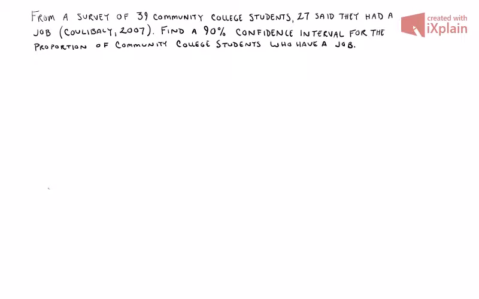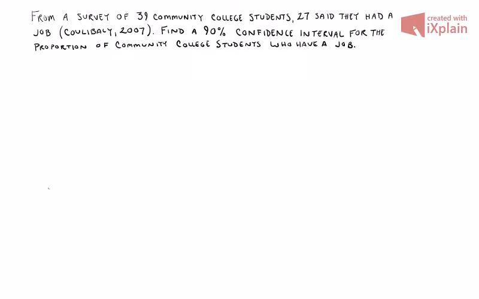Hi Math 136. This video is centered on lesson 722, which deals with finding confidence intervals. The problem that we're looking at reads, from a survey of 39 community college students, 27 said they had a job. We want to find a 90% confidence interval for the proportion of community college students who have a job.